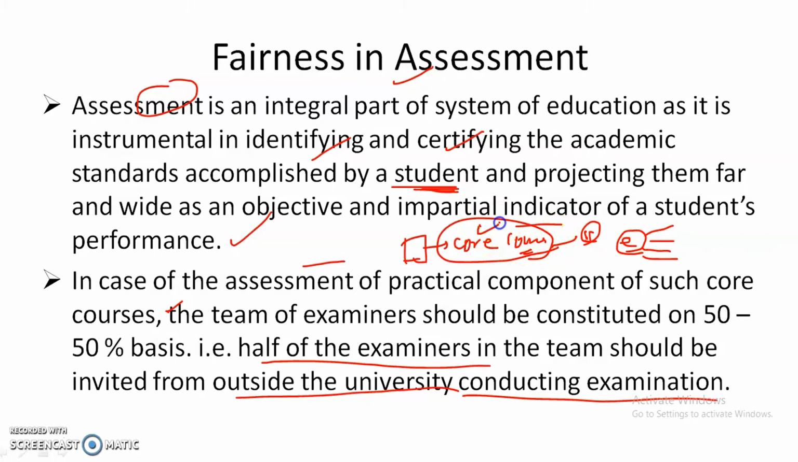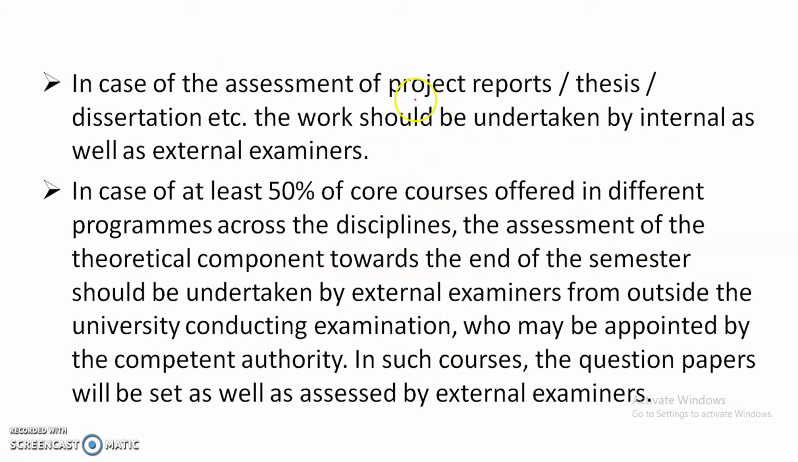So to evaluate these core courses, 50% of the examiners or evaluators have to come from outside the university or outside the college, and the remaining 50% of the papers can be corrected by the same university or the same college only. Okay, that is a rule. And in case of assessment of project reports, theses or PhD dissertations, the work should be undertaken by both internal and external examiners, right?